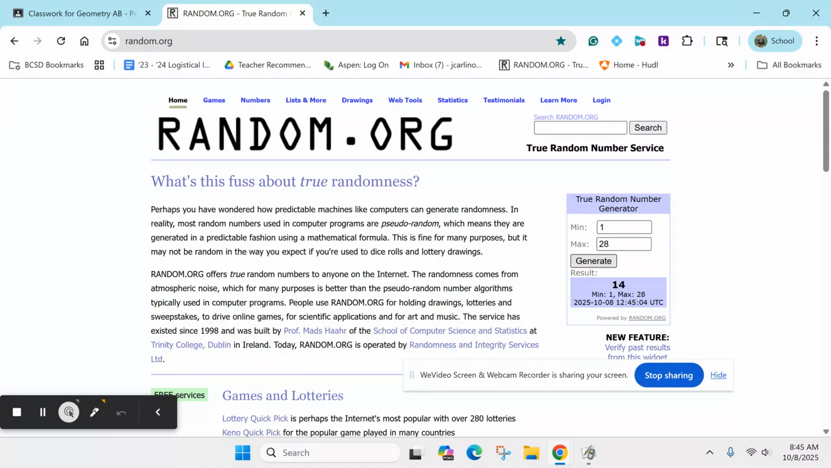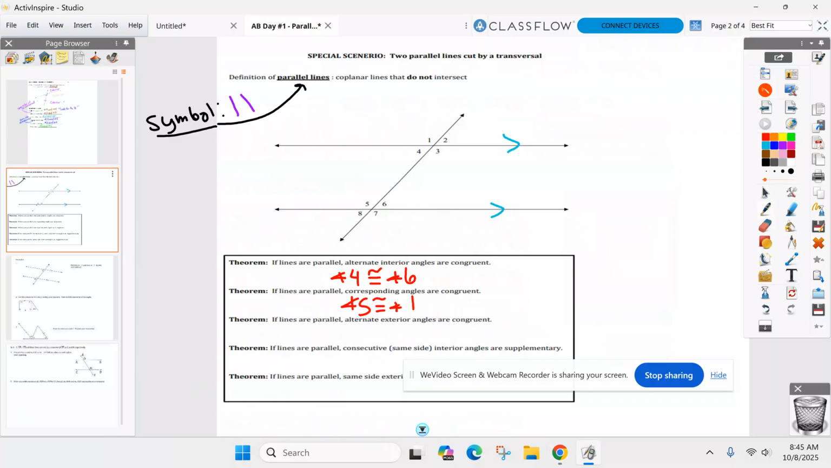Let's try that again. Nick, back to you. Alternate exterior: 8 and 2 are now congruent.